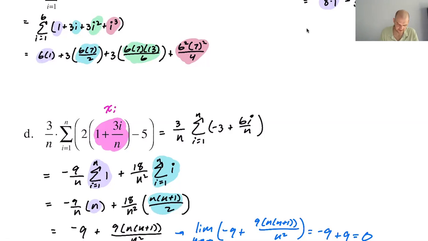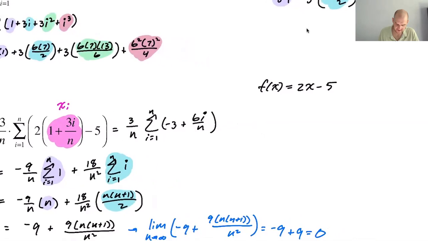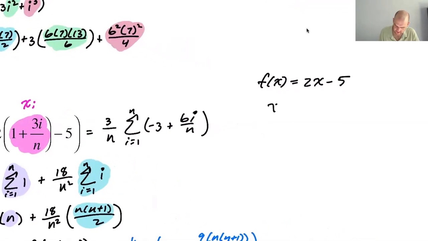Then the function, what's in there is 2 times x sub i minus 5, or just 2x minus 5 with something plugged into it. So I'm going to say that my function f of x is 2x minus 5, and the thing that's being plugged into it, x sub i, is 1 plus 3i over n.